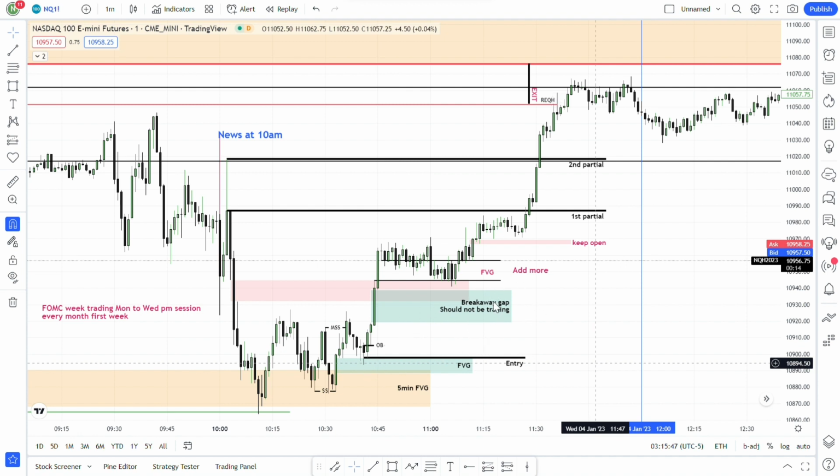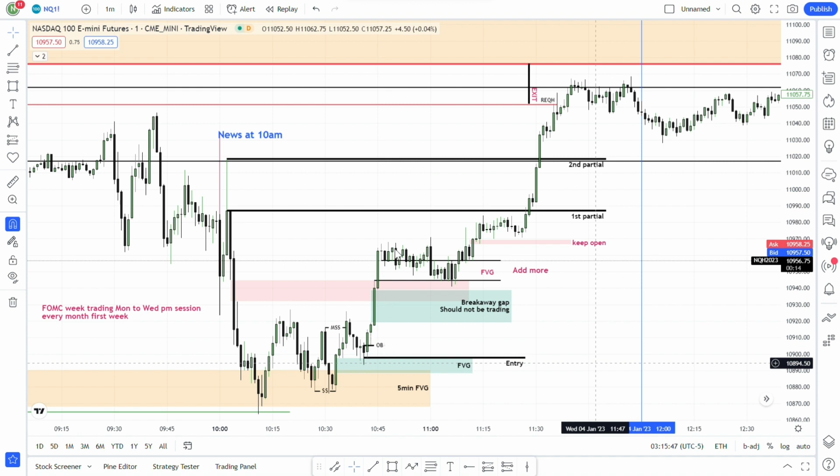This is the breakaway gap. It shouldn't be traded. Why? When the market traded this higher time frame fair value gap and gave you the market structure shift, it traded this specific fair value gap. You see there is the lowest fair value gap. It traded that. When it traded that fair value gap, this is my order block. The last up close candle is my order block.